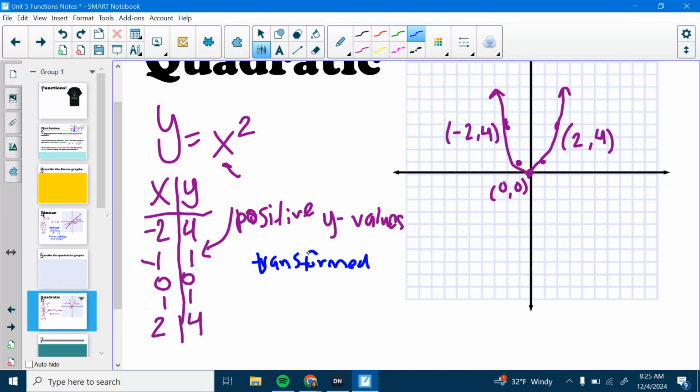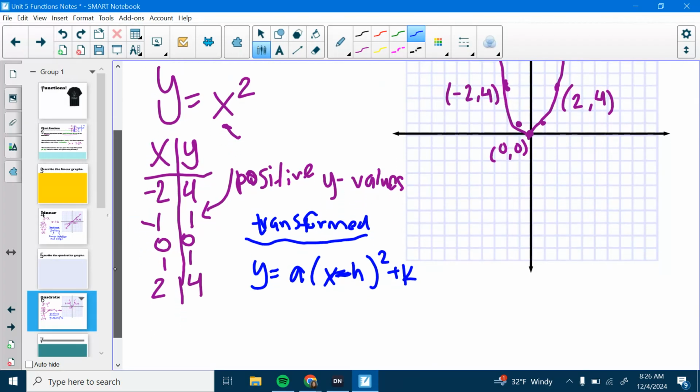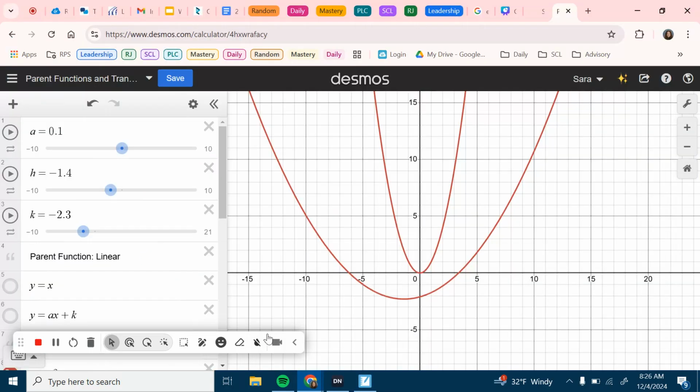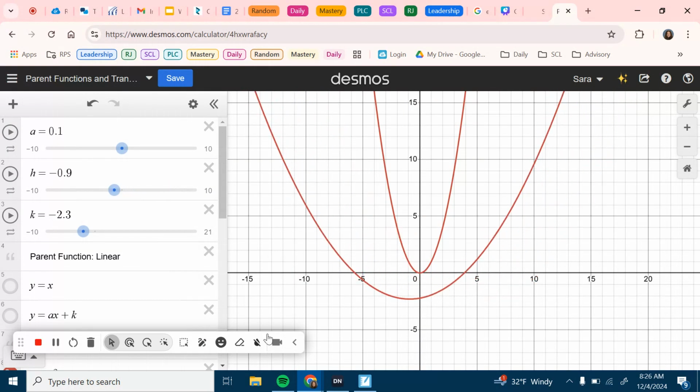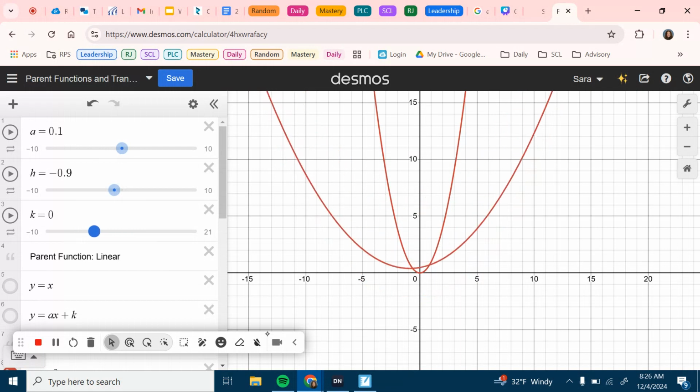Now sometimes we can transform our quadratic, or we have a transformed version. Our transformed version might look familiar to you. It is y is equal to a(x minus h) squared plus k. Here's my minus sign. And what we noticed when we looked at the graph just now is that when I change my h value, I'm not changing the shape at all. When I change my k value, I'm not changing the shape, I'm just moving where it's at. The only thing that changes my shape is my a value.